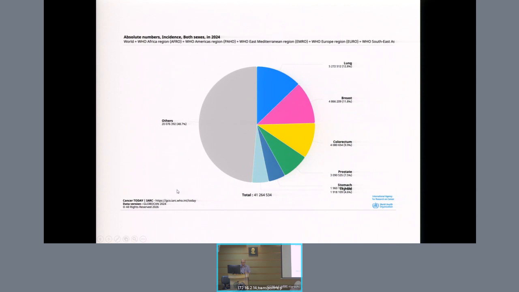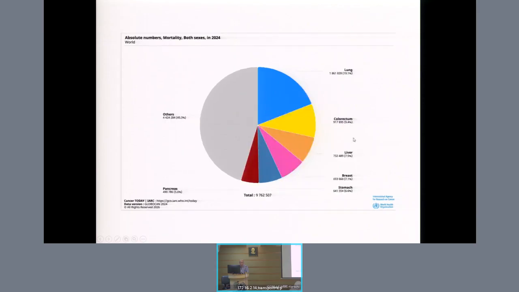GLOBOCAN is a WHO body which published data from the whole world, about 185 countries, considering 36 types of cancer. This was published in 2024. According to this, in both genders, lung cancer is the most common cancer, followed by breast cancer, then colorectal. Mortality-wise, lung cancer is at the top of causing death, followed by colorectal and liver.